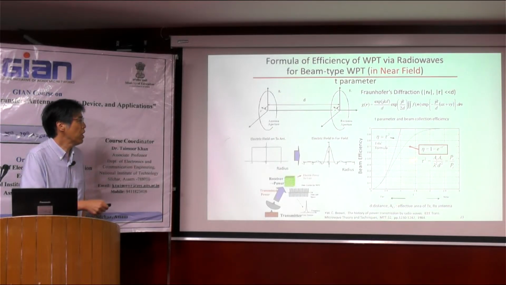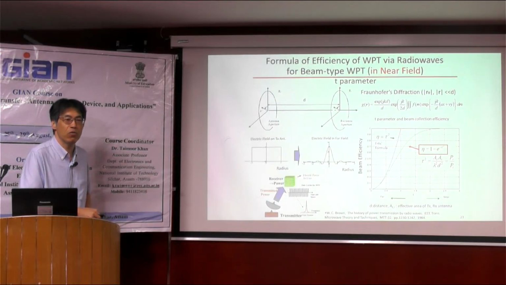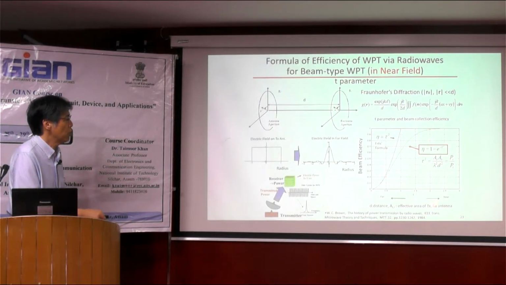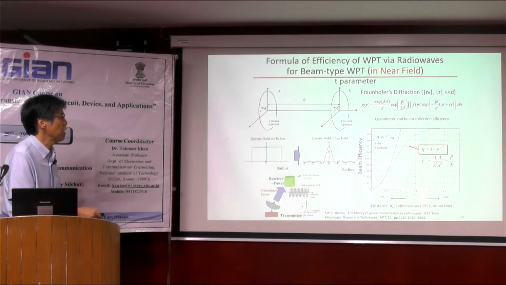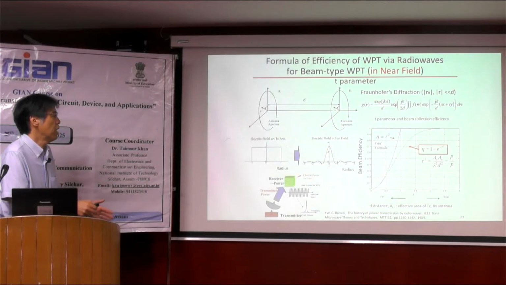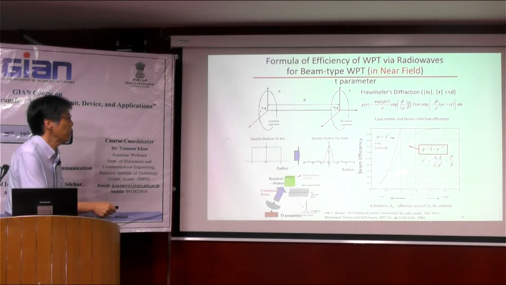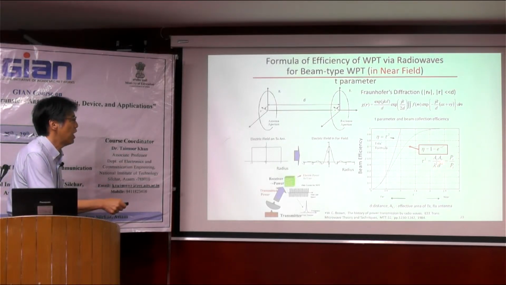And with the help of this tau square, instead of the Friis transmission formula itself, we must use this formula to estimate, to calculate the beam efficiency in the radiative near field. The x-axis indicates the tau parameter. If tau is large, it means the distance is very short. Here, you can see the distance.